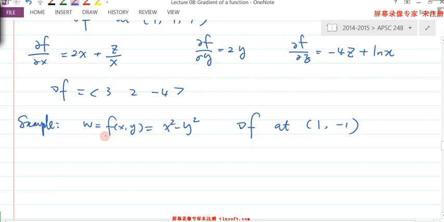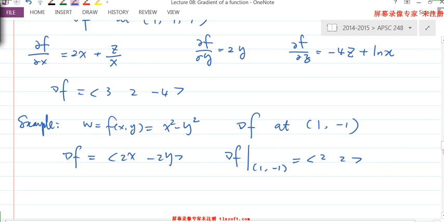So f is a function of two variables. When you see f is a function of two variables, that means the gradient vector must be in what? In the xy plane. If it's a function of three variables, then the gradient vector must be in 3D space. In this particular case, you calculate del f, which equals 2x, negative 2y. Then del f at 1, negative 1, you just plug in 1 here, 2, and 1 there, 2. So 2, 2. Okay?